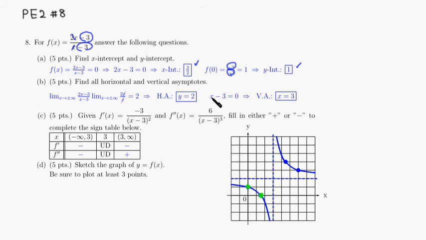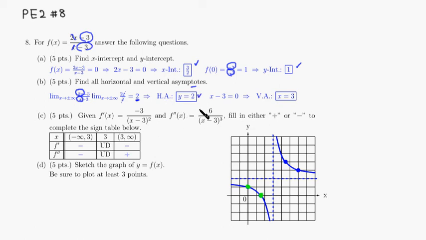Then we'll see that for part B, we want to find a horizontal asymptote and a vertical asymptote. In order to find a horizontal asymptote, we take the limit as x approaches either positive infinity or negative infinity. Since on top, 2x is the leading term, and on the bottom x is the leading term, we have 2x over x, then take the limit, x cancels out, so it gives you 2.